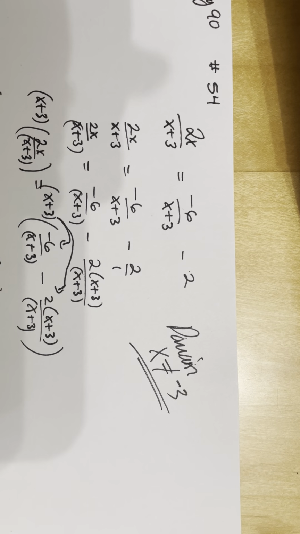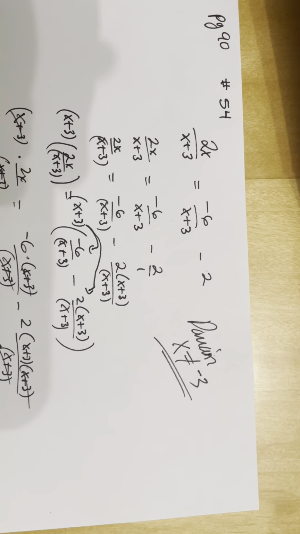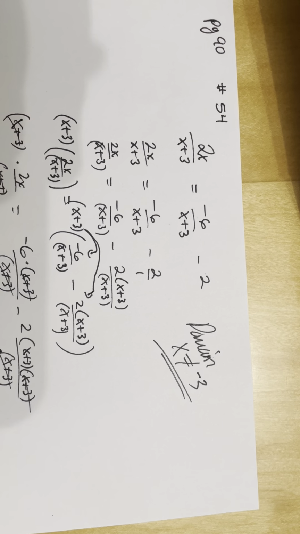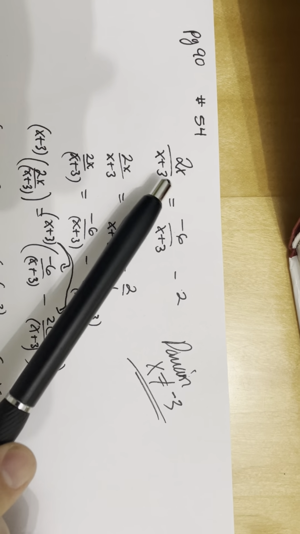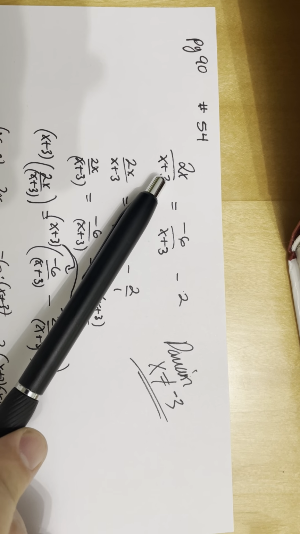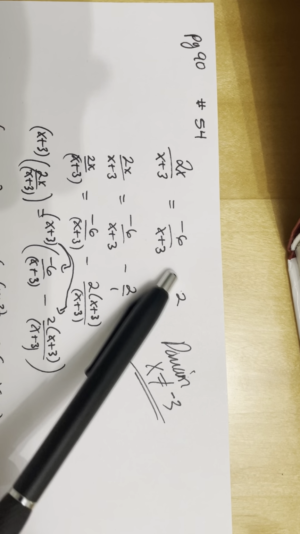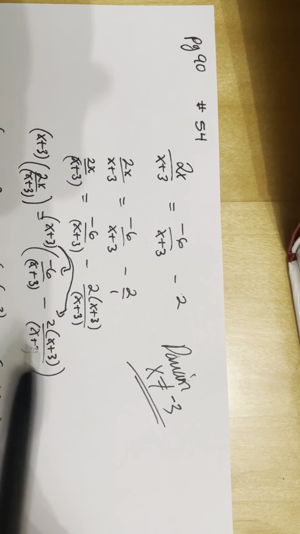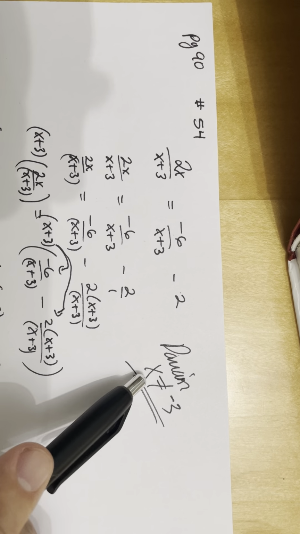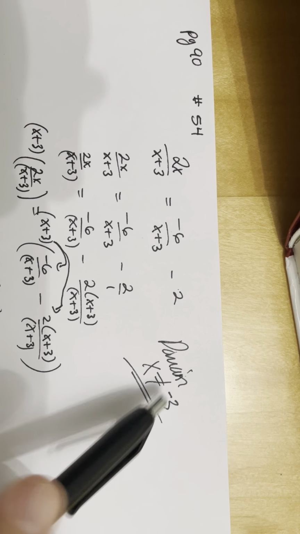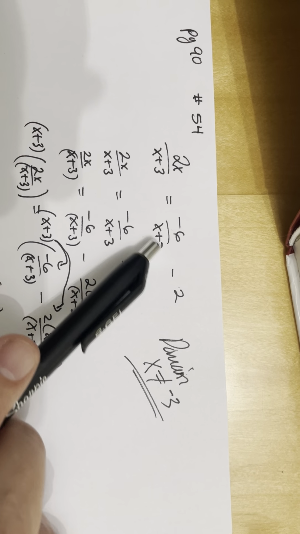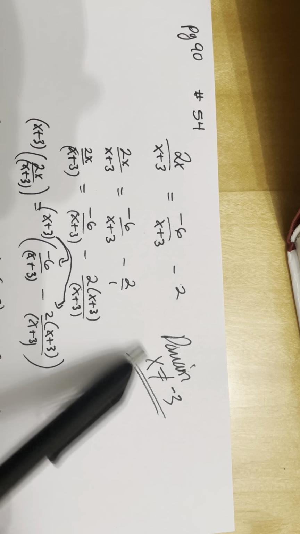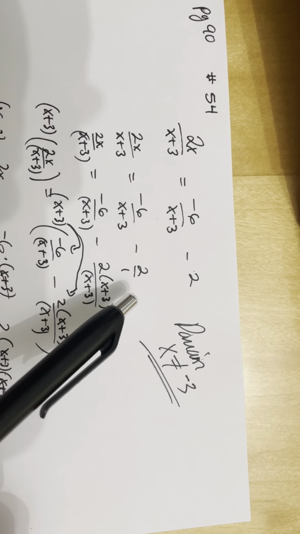All right, so now we're working on number 54 on page 90, and the problem begins. You have 2x over x plus 3 is equal to negative 6 over x plus 3 minus 2. And I want to point out that x cannot be equal to negative 3, because if you put a negative 3 in here, you're going to be dividing by 0, and we can't divide by 0.